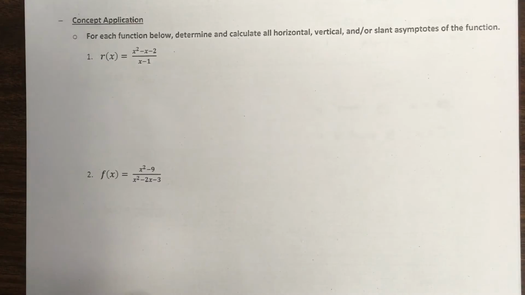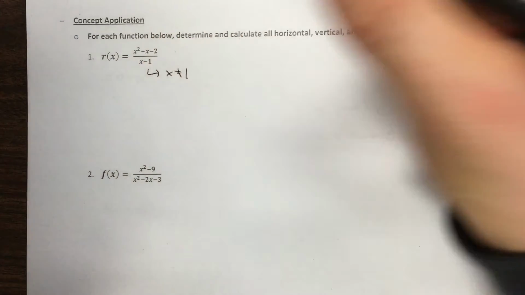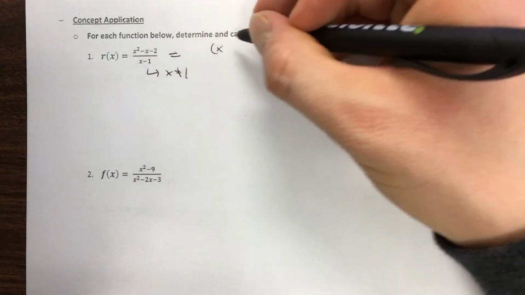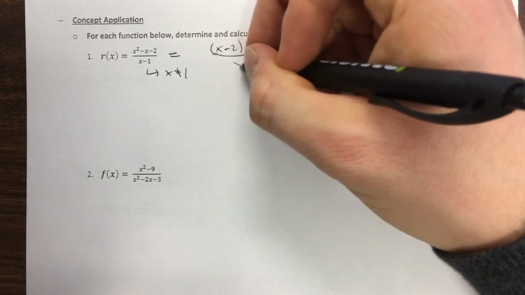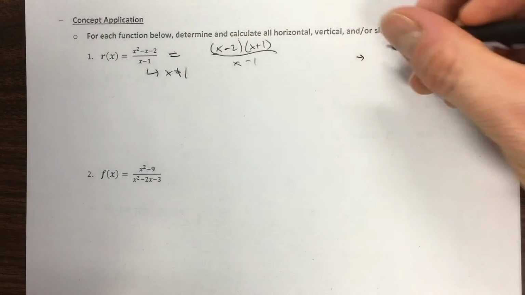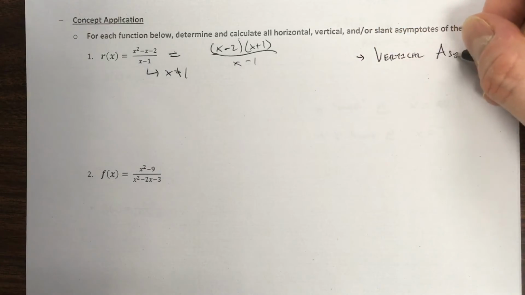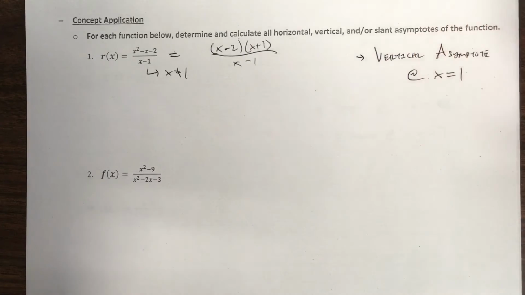Here we can determine our vertical asymptote. We know that x can't equal 1. But let's see if it factored. This factors x minus 2, x plus 1, over x minus 1. Nothing factored, so we know we have a vertical asymptote at x equals 1.